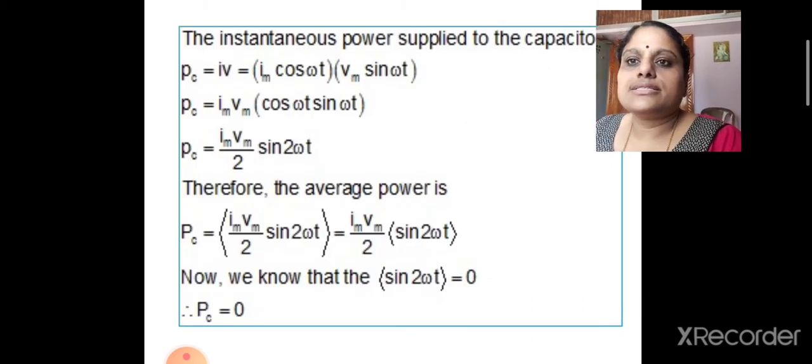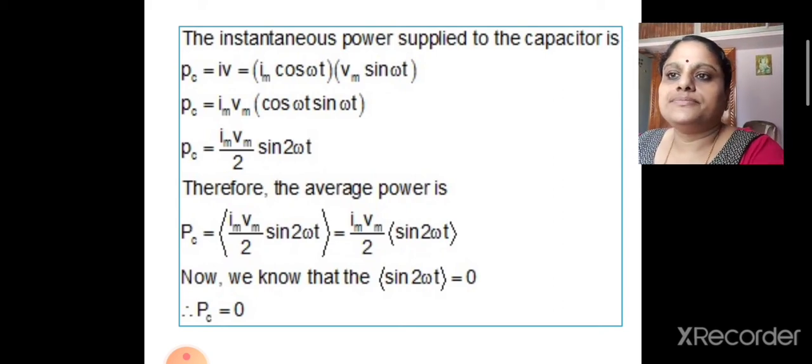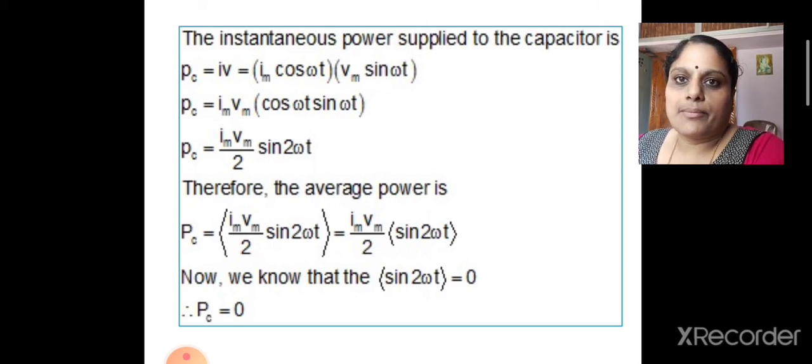The instantaneous power supplied to a capacitor is given by P equals VI, which is Im cos omega t into Vm sin omega t. As in the previous case, 2 sin theta cos theta can be replaced by sin 2 theta. If we are taking the average power, then the average of sin 2 omega t over a complete cycle is 0. So the average power supplied to the capacitor will be 0.